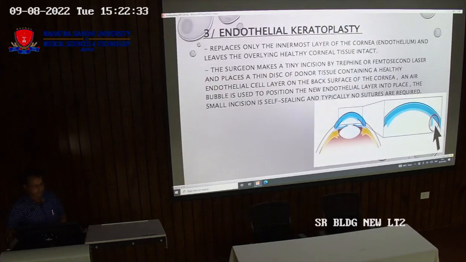Endothelial keratoplasty replaces only the innermost layer of the cornea and leaves the overlying healthy corneal tissue intact. The surgeon makes a tiny incision by trephine or femtolaser, and places a thin disc of donor tissue containing a healthy endothelial cell layer on the back surface of the cornea. An air bubble is used to position the new endothelial layer. In this, we have no need for suturing. Only with the help of an air bubble, we will place this new graft into the host cornea.